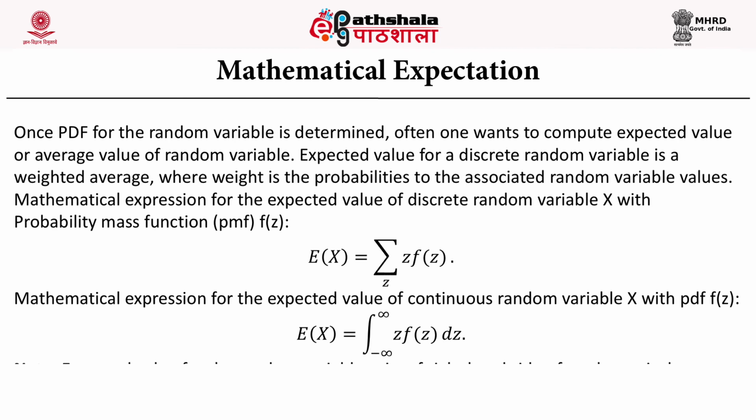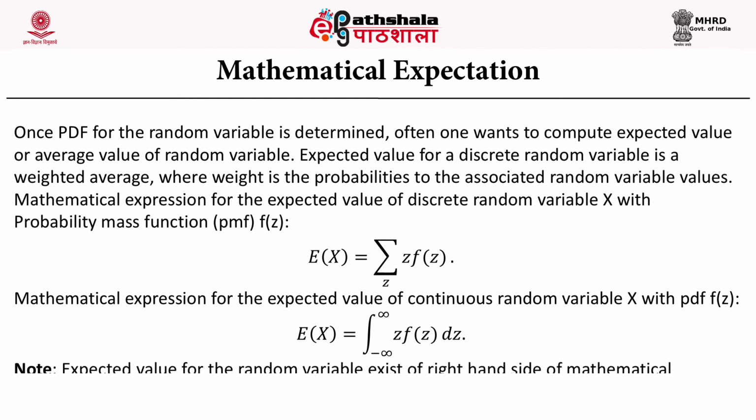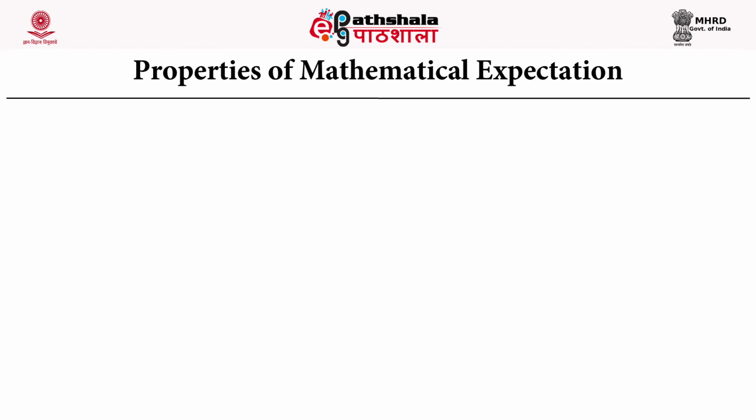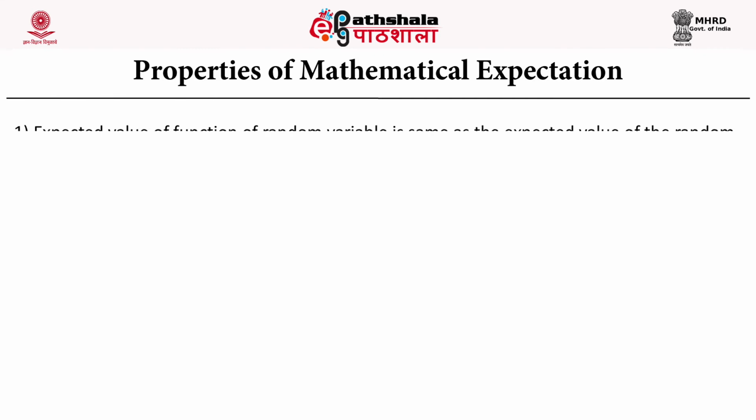The mathematical expression for the expected value of a continuous random variable X with PDF f(z) is the expectation of X, equal to the integration over the interval minus infinity to infinity of z f(z) dz. Note: the expected value of the random variable exists if the right-hand side of the mathematical expression converges, that is, a finite value exists. Now some properties of mathematical expectation.